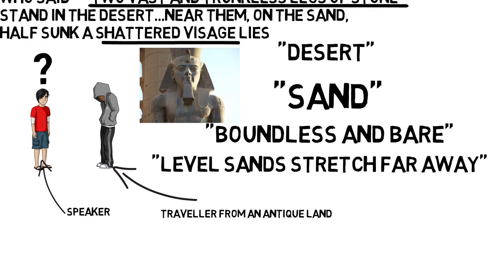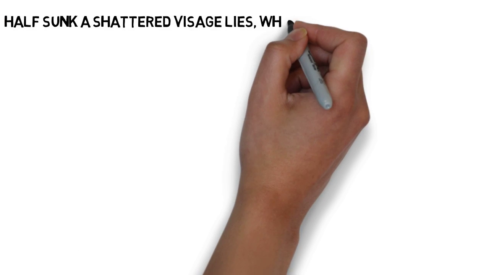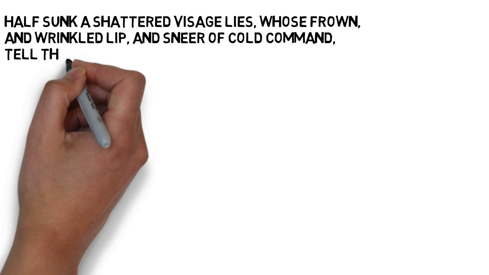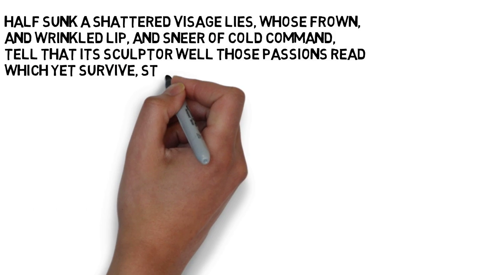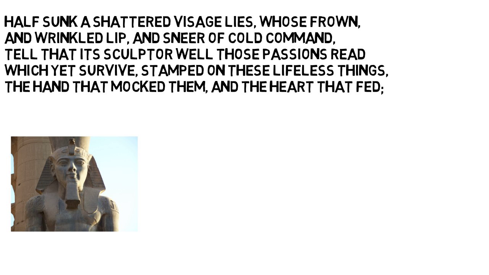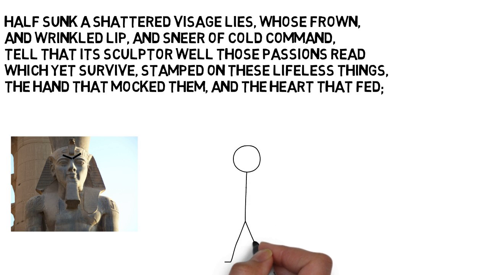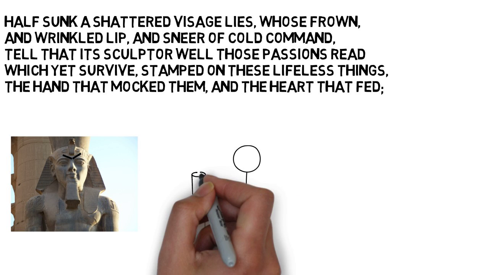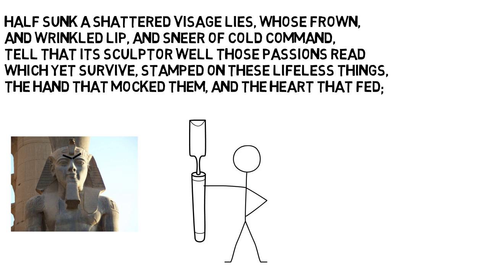The traveller then goes on to describe the Ozymandias statue's face in more detail. It has a frown, a wrinkled lip, and a sneer of cold command, all of which combine to make Oz sound straight up nasty. In lines 6 to 8, we're introduced to the sculptor who made the statue of Ozymandias, who apparently well those passions read. The syntax and phrasing is a bit confusing here.